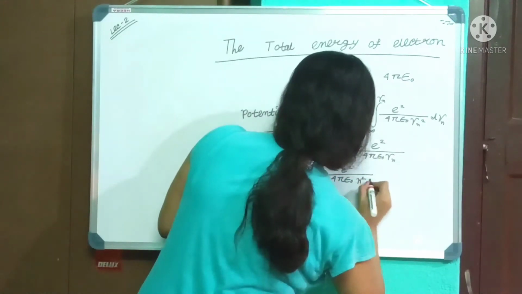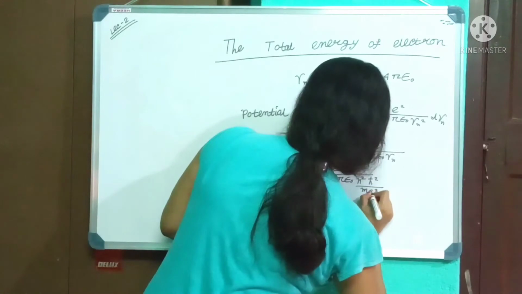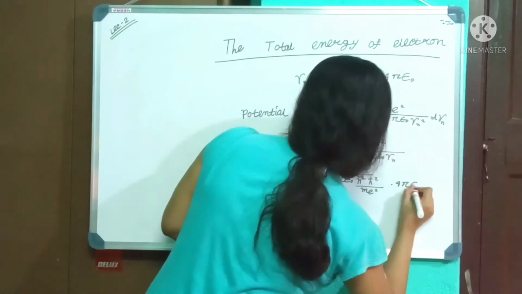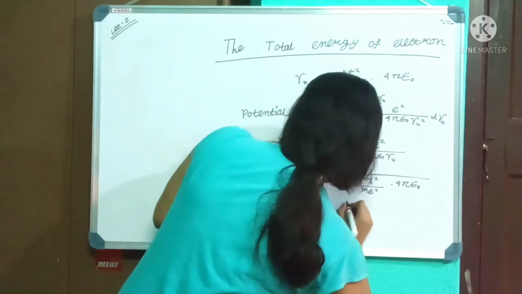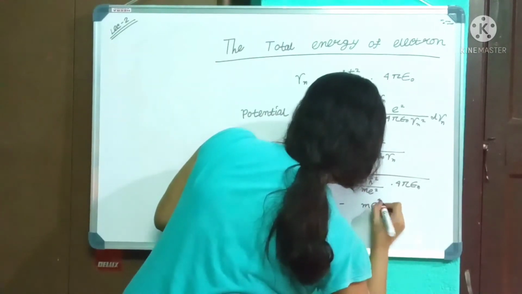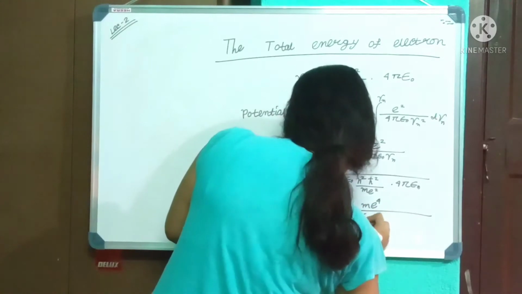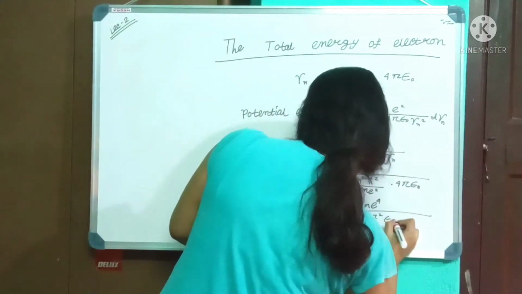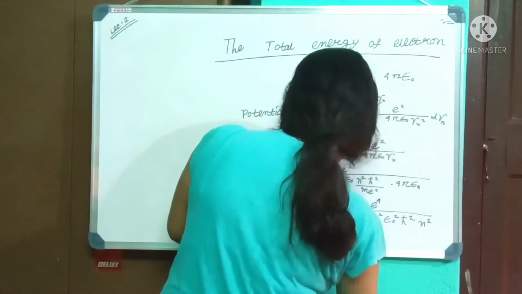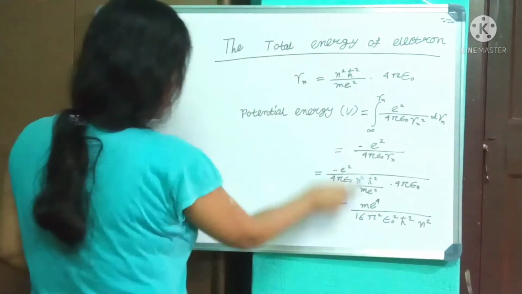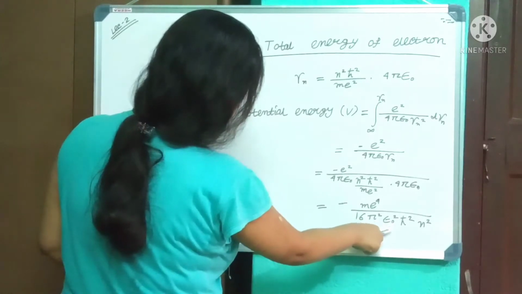Now we will put the value of Rn here. Putting the value of Rn, which is n square h cut square by m e square into 4 pi epsilon naught, we'll get minus m e to the power 4 by... Now we have the value of potential energy V, which equals minus m e to the power 4 by 16 pi square epsilon naught square h cut square into n square.